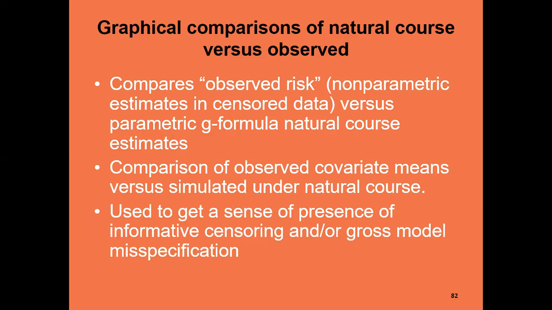This is related to the sensitivity analysis that I just talked about, which is to compare the observed risk versus parametric versus natural course. Comparison of observed covariate means versus simulated under natural course. This is a way to test the presence of informative censoring and or growth model misspecification.